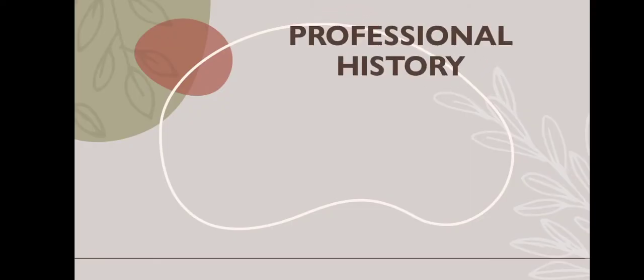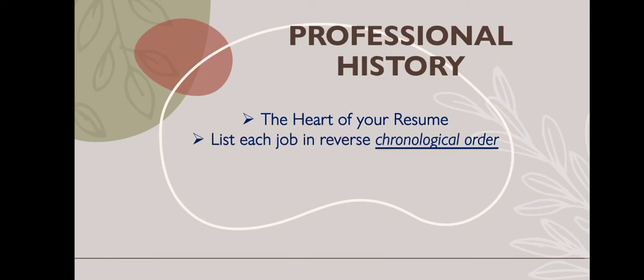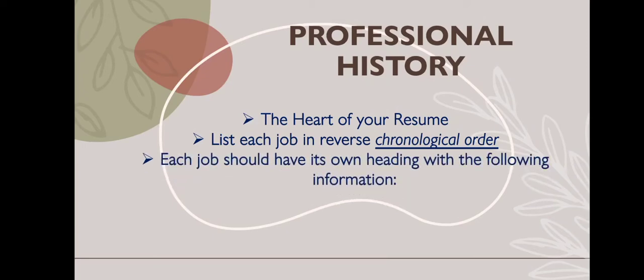The next step is professional history. This professional history is basically the heart of your resume, because it highlights your professional work experience and all the details that you have earned in your specific field. So when you are writing your professional history, you have to follow reverse chronological order. What does reverse chronological order mean? It means that you start from the very latest job and then go on to the oldest one. That is how you have to write your professional history. And what is the basic or appropriate method to write your professional history?